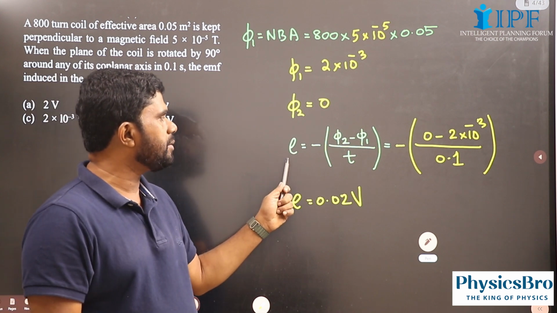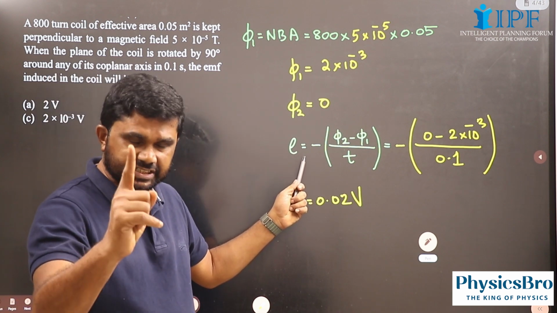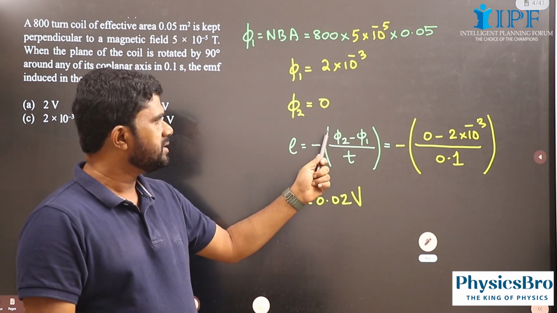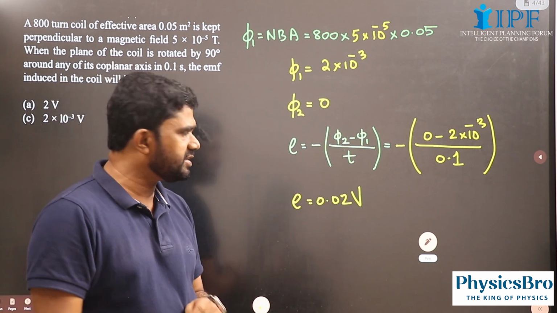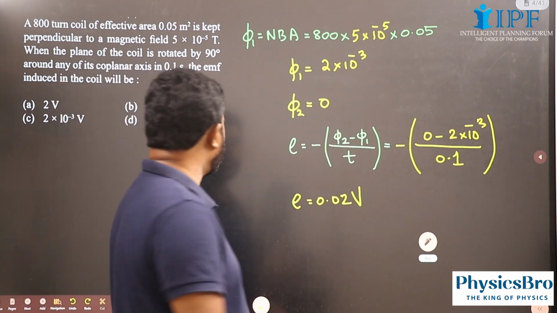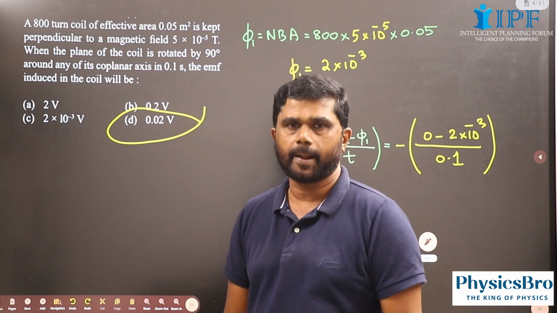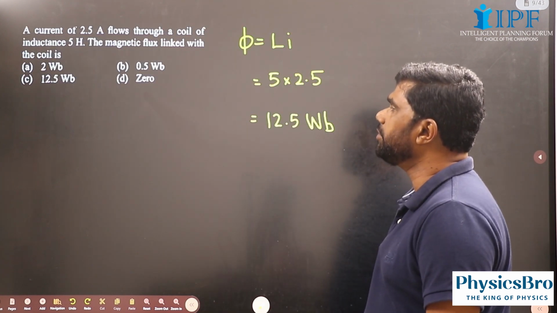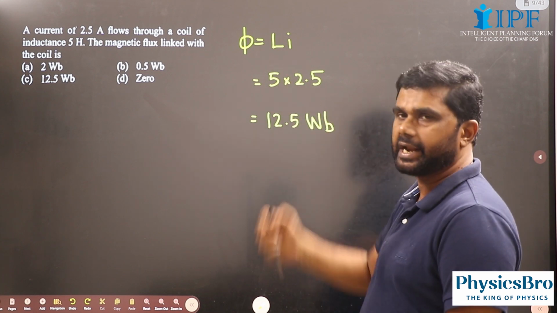Okay. So induced EMF is minus of change in flux. In physics, change means always final minus initial. Okay, 0 minus 2 into 10 raised to minus 3, divided by time, which is 0.1 second. So we will get 0.02 volt. Now a current of 2.5 ampere passes through a coil of inductance 5 Henry. Magnetic flux phi equal to Li.